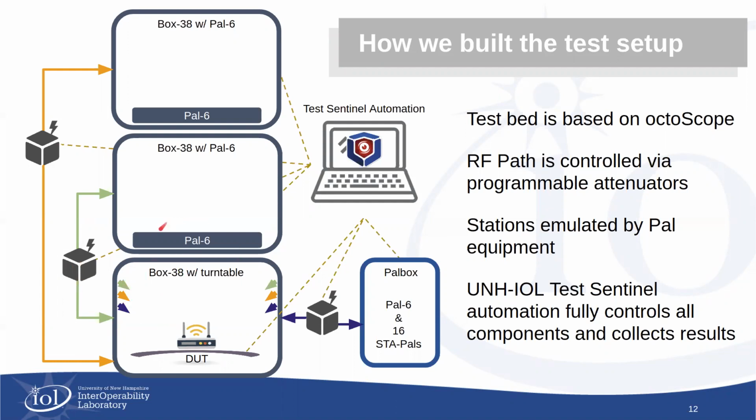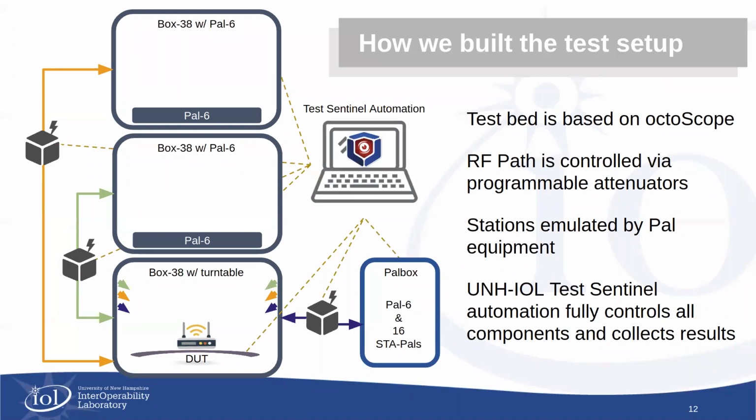I mentioned very quickly that the PAL device is where we're emulating the stations, right? The PAL6 devices support everything from 802.11 ABGN all the way up to the newest 802.11ax, and can emulate a number of stations all at the same time. That way we can load up the device with the number of wireless stations that it sees connecting to it.